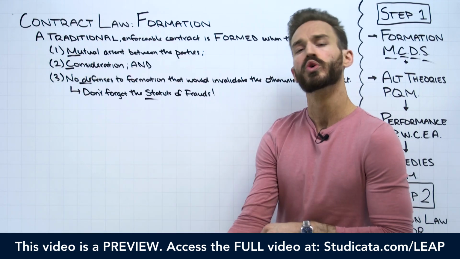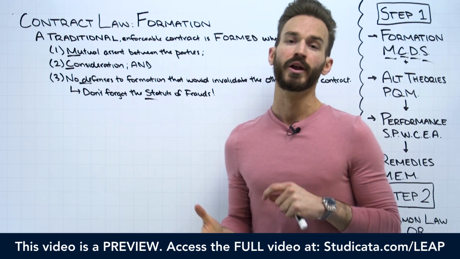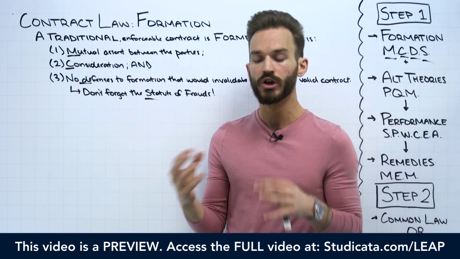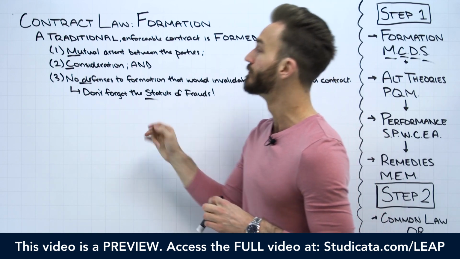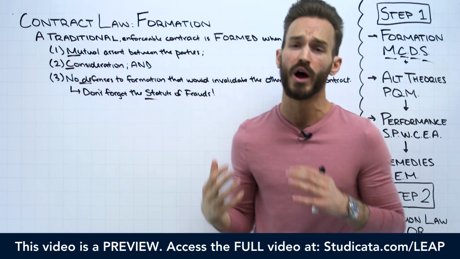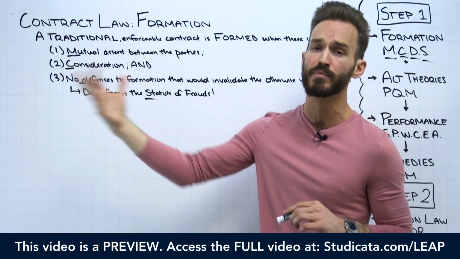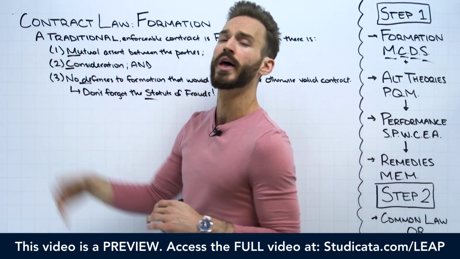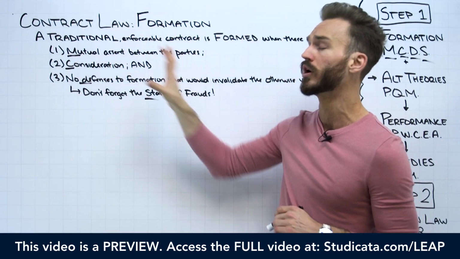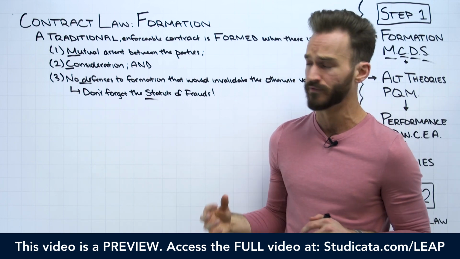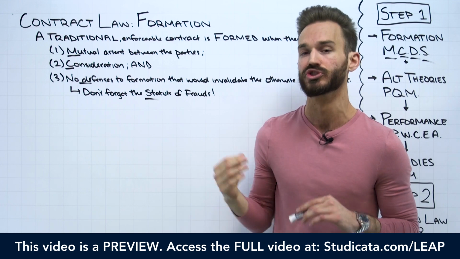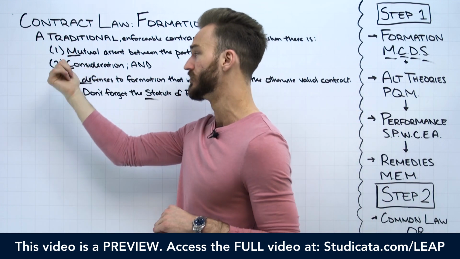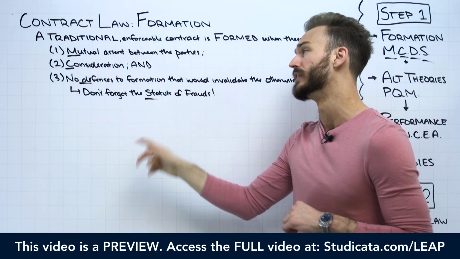So again, when we look at a fact pattern, we're asking ourselves, okay, do we have a traditional enforceable contract here? Can the plaintiff enforce a traditional enforceable contract in court to recover remedies, right? The first question is, well, do we have formation? Did the parties ever form a traditional enforceable contract? We're going to run through that acronym. My Cats Do Sneak. Mutual Assent, Consideration, Defenses, and the Statute of Frauds.